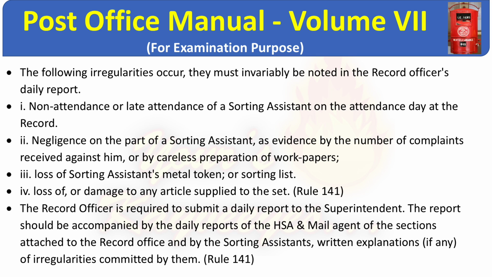Number 1. Non-attendance or late attendance of a sorting assistant at the record office. Negligence on the part of a sorting assistant as evidenced by the number of complaints received against him or by careless preparation of work papers. Loss of sorting assistant's metal token or sorting list. Loss of or damage to any article supplied to the set. These 4 items come under the Rule 141.